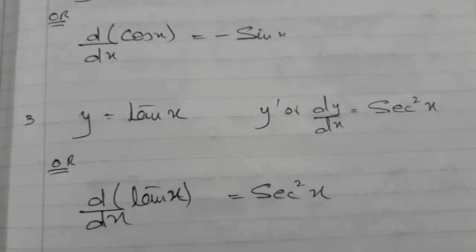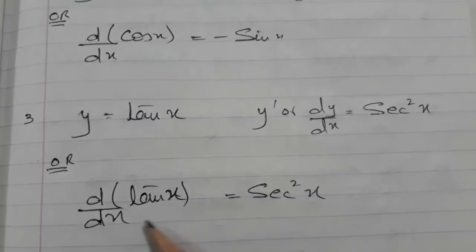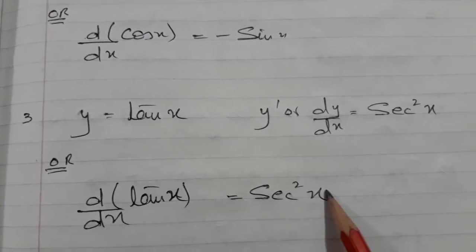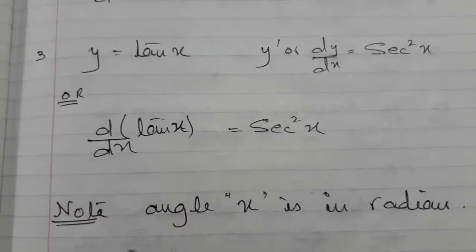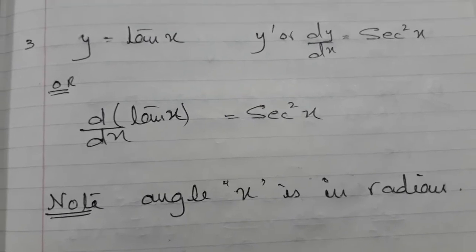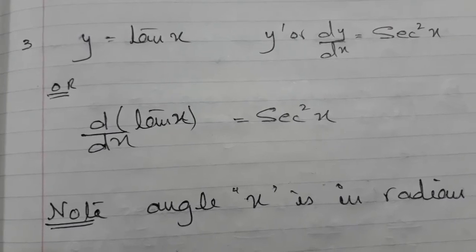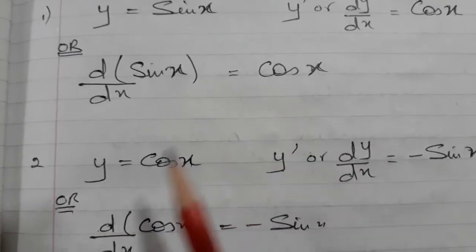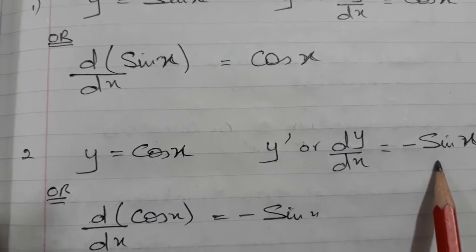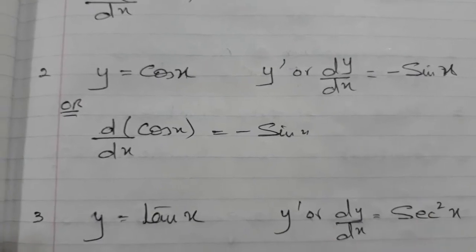Then differentiation of tan x. Differentiation of tan x is sec square x. And again it can be written like this. The very important thing is that x is in radian. We will see its application later. So when you differentiate trigonometric functions, you change the mode of the calculator into radian. So what you have learned: differentiation of sine x is cos x, differentiation of cos x is minus sine x, and differentiation of tan x is sec square x.